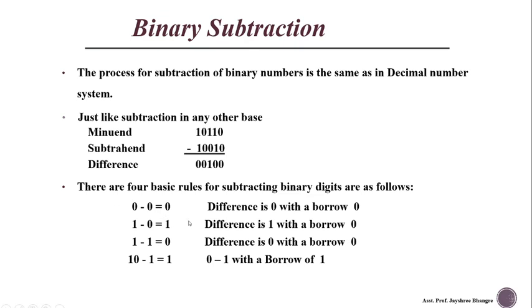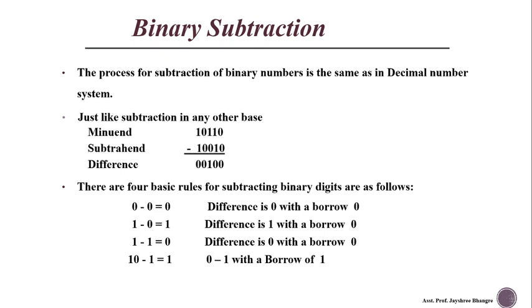Now for the subtraction 0 minus 1. For 0 minus 1, we have to borrow 1 from the next column. So after borrowing 1, we get 2 minus 1. In binary, 2 is represented as 1 0. So this subtraction is nothing but 2 minus 1. After subtracting 2 minus 1, we get the answer 1. So we can say that 0 minus 1 is equal to difference 1 and borrow equal to 1.